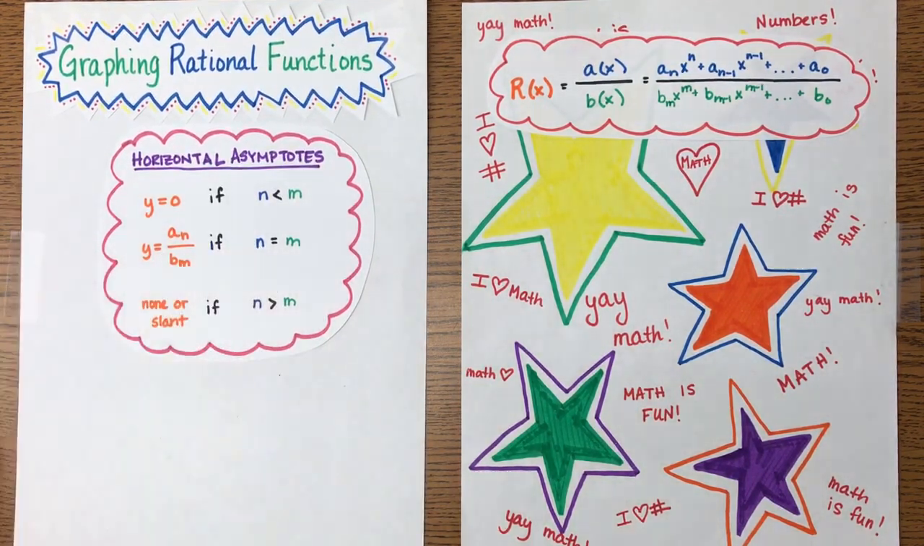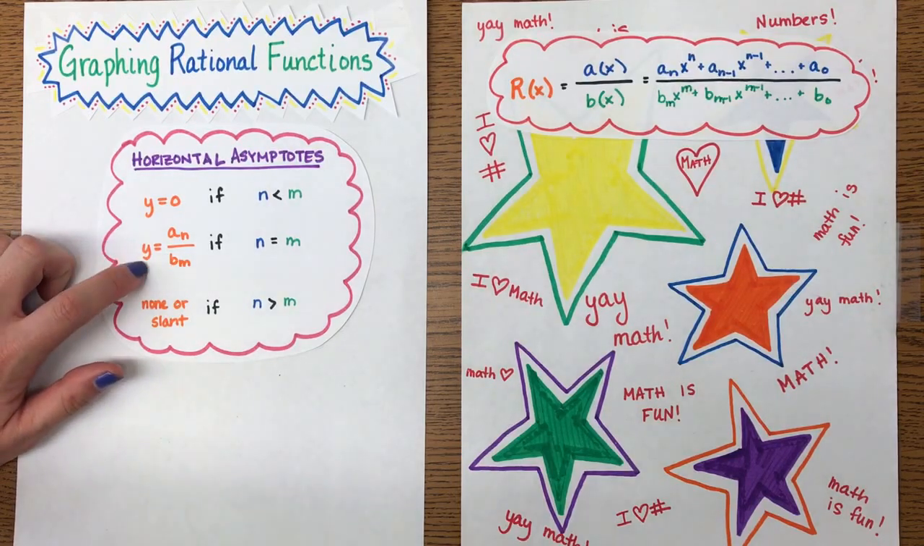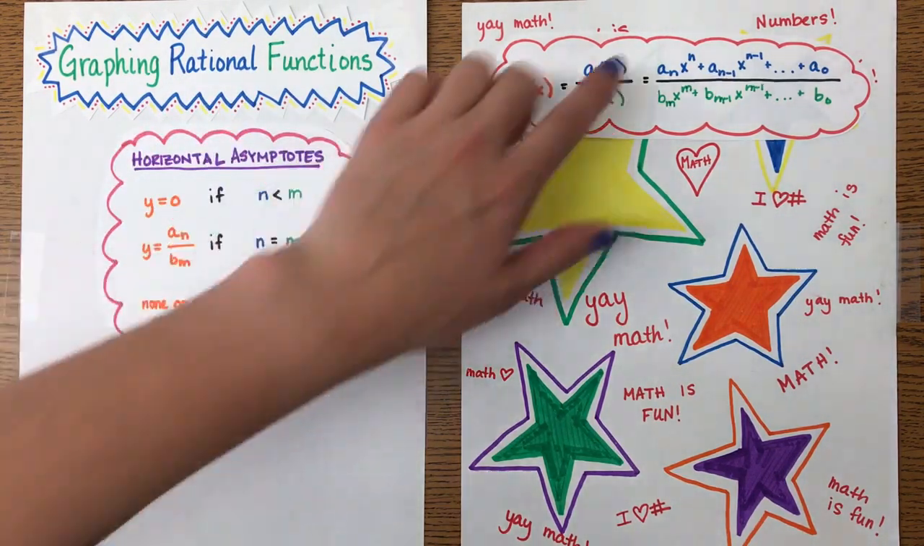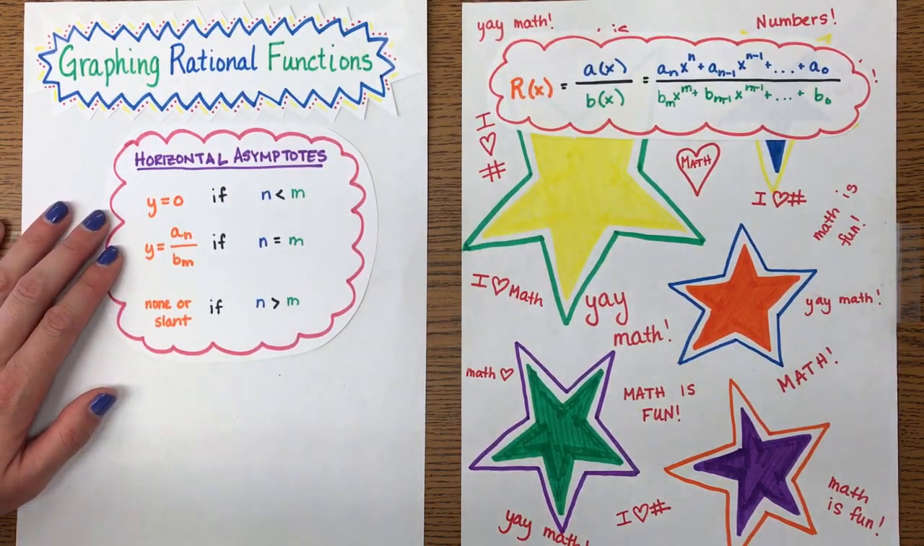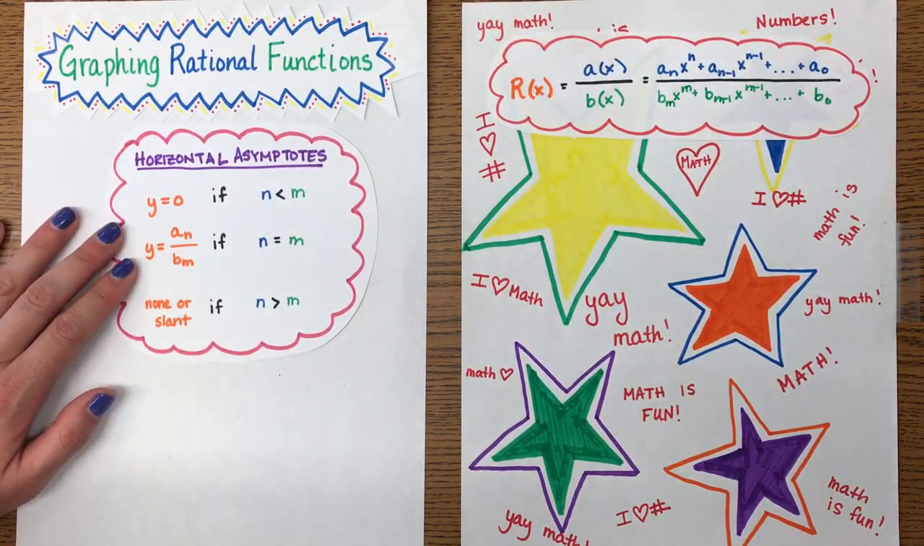If they have the same degree, like I have an x term in the numerator and an x term in the denominator as my leading terms, my horizontal asymptote is going to be a ratio of the leading coefficients. So that would be a sub n over b sub m. We will look at why that ends up happening.